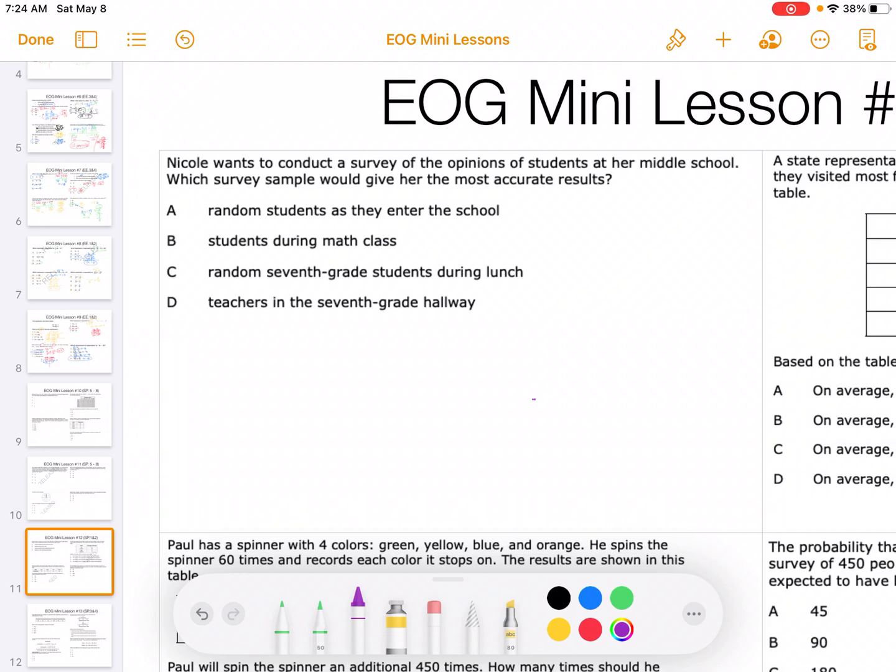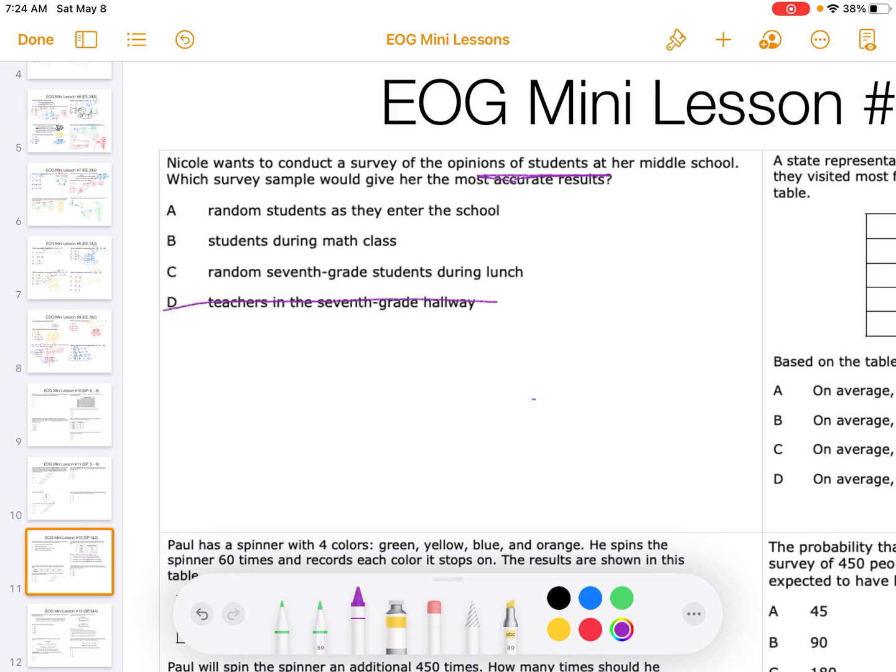Nicholas wants to conduct a survey of the opinions of the students at her middle school. Which survey would give her the most accurate results? So she could randomly survey students as they enter school, students during math class, random 7th grade students during lunch, or teachers in the 7th grade hallway. So she wants opinions of students. So I'm not going to survey teachers.